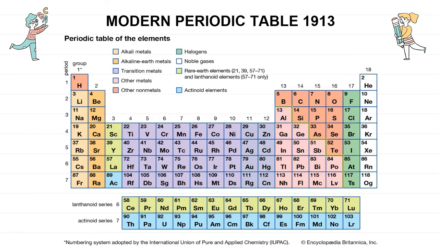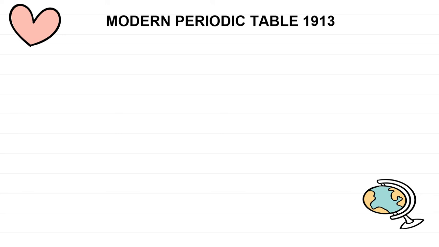This is the modern periodic table in the current form we are having, in which there are 118 plus elements and there are different periods and groups, and elements are arranged according to their increasing atomic numbers. And below we are having the lanthanide and actinide series. Let's study more about the modern periodic table.